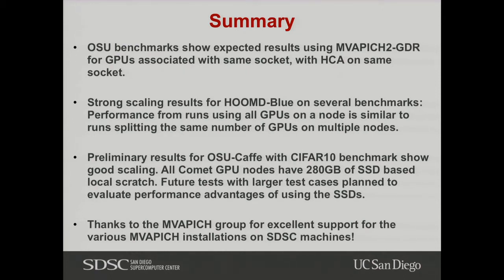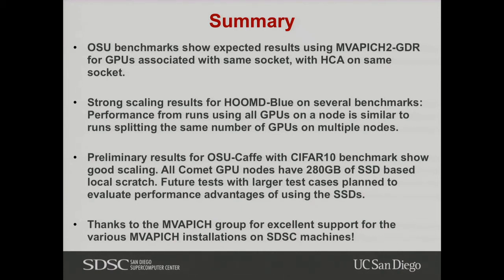To summarize, the OSU benchmark results are showing expected results when we are on the GPUs associated with the same socket, and if you have the HCA on the same socket. Going off after the second socket did have an impact, so that's something that we can look at in terms of tuning parameters. Out of the box, it's not doing that great.